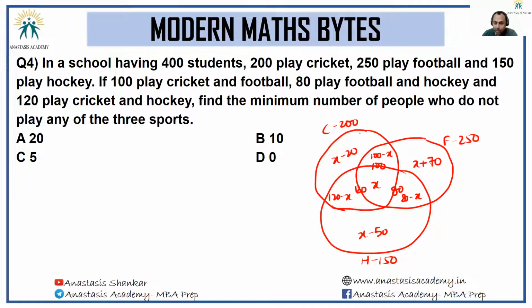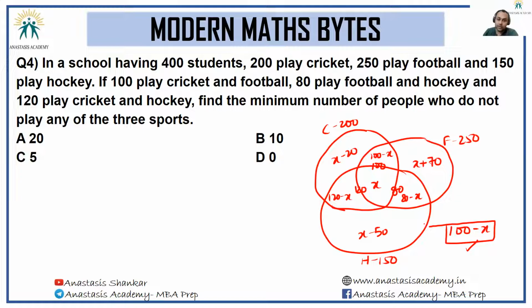Life is simpler. So now I've got 200 here, 70 plus 80, 150 minus 50, so 100. So 300 gone. So 300 plus X. Within these three circles, 300 plus X is represented. So outside the circle, it will be 400 minus 300 minus X. So outside region is given by the expression 100 minus X. And now my target is to minimize this number.